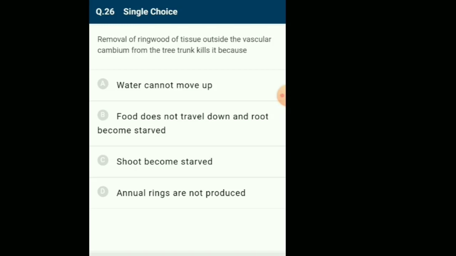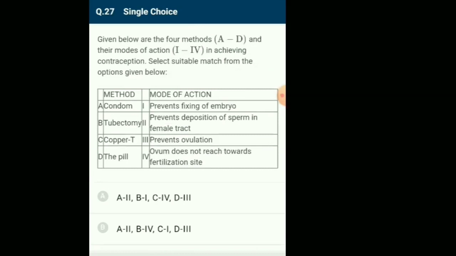So the answer for this question is option B. Food does not travel down and root become starved. Question number 27. Given below are the four methods, from A to D, and their modes of action, given 1 to 4, in achieving contraception. Select the suitable match from the options given below.